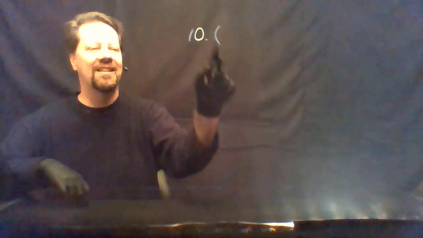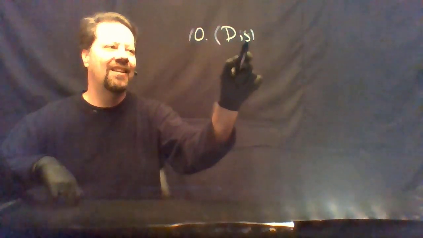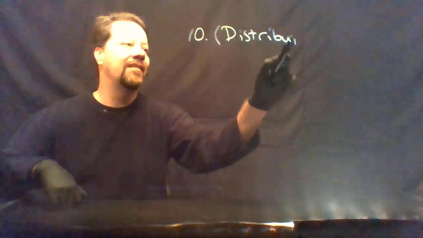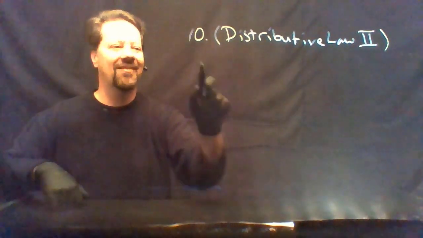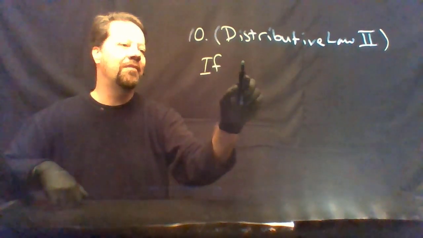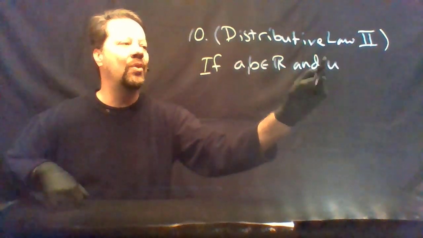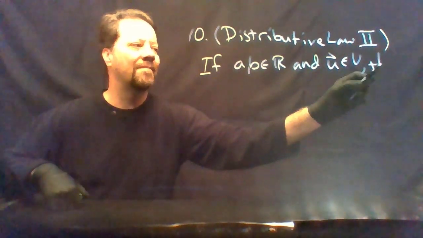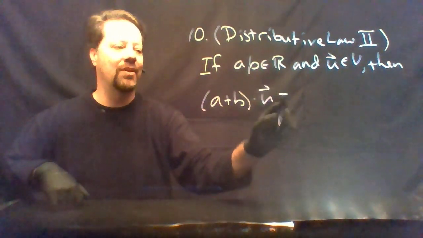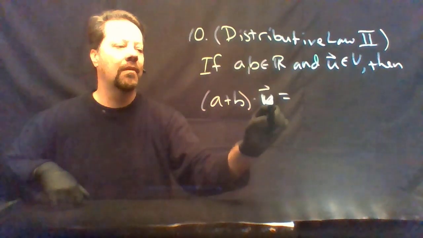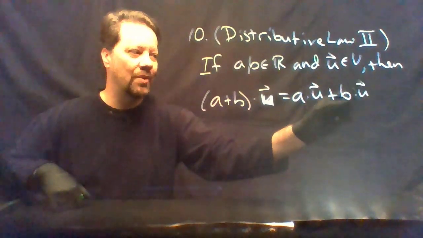And now the last property. If there's a distributive law number 1, there has to be a distributive law number 2. So if a and b are real numbers, and u is a vector, what happens if you write a plus b and then times u? Don't you get a times u plus b times u? Duh.